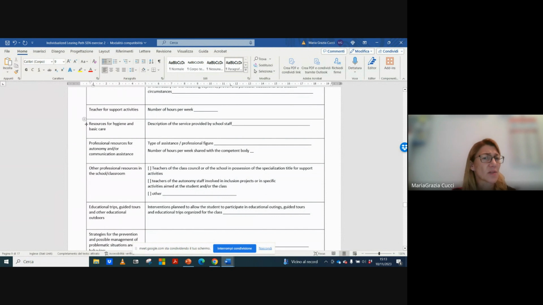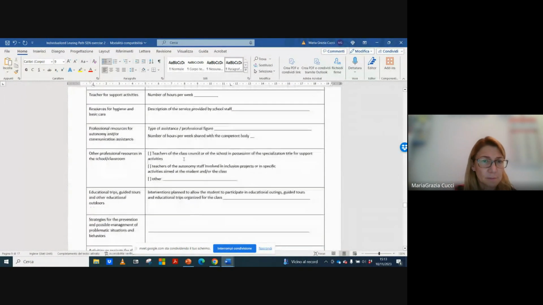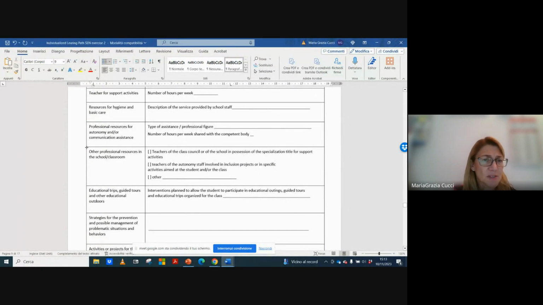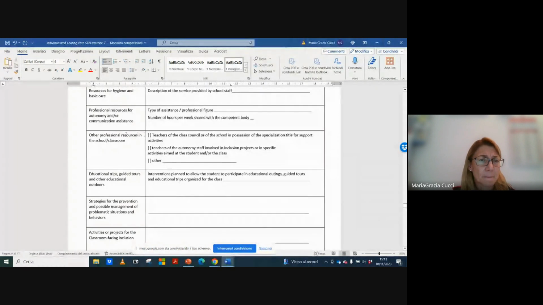Maybe we need the resources for hygiene and basic care. This is due for students with disabilities. Professional resources and communication assistance, other assistance.